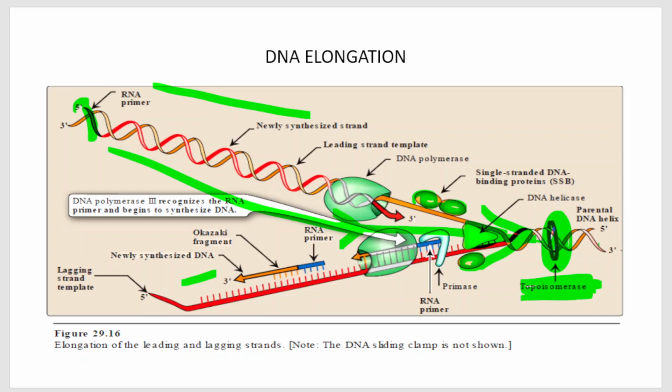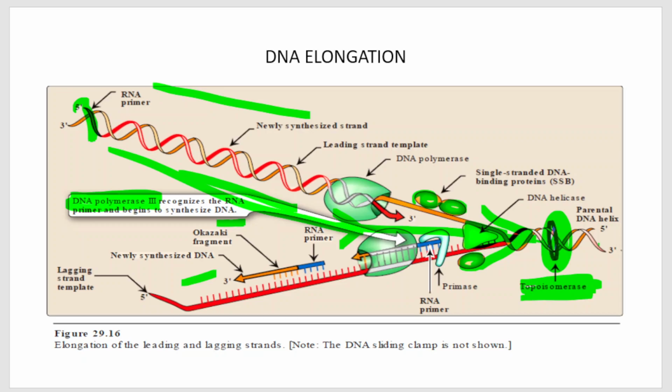Initially one RNA primer is attached, after which DNA polymerase can help in adding these nucleotides. Thus a newly synthesized DNA is formed in a continuous manner along the leading strand. So which polymerase is helping in this? DNA polymerase 3. DNA polymerase 3 is what recognizes the RNA primer and begins to synthesize the DNA.